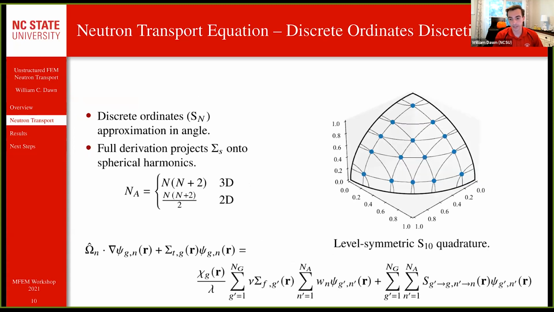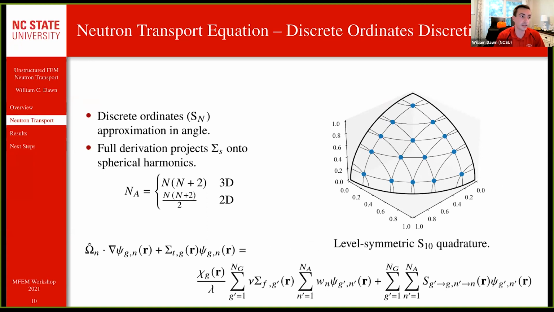And we're replacing, so I'll discretize angle next, and you'll see all of the integrals are getting replaced with summations. So in angle, we discretize using a discrete ordinates approximation. I think I've heard a couple other presenters talk about this today. So we pick a quadrature set, we pick a discrete number of angles and solve along those angles.